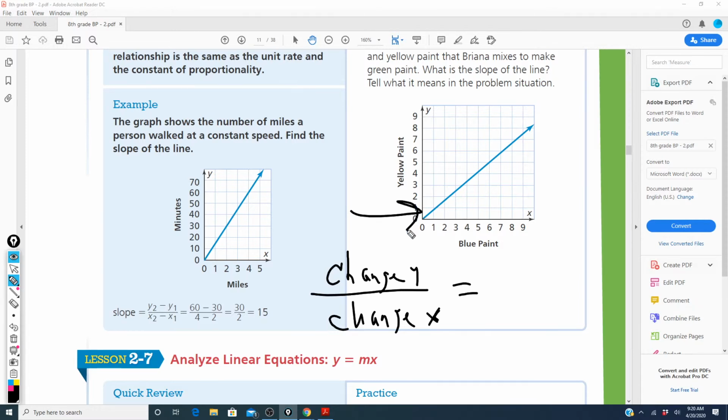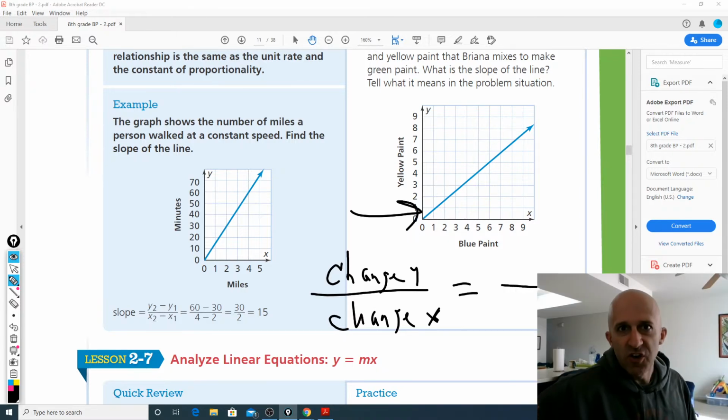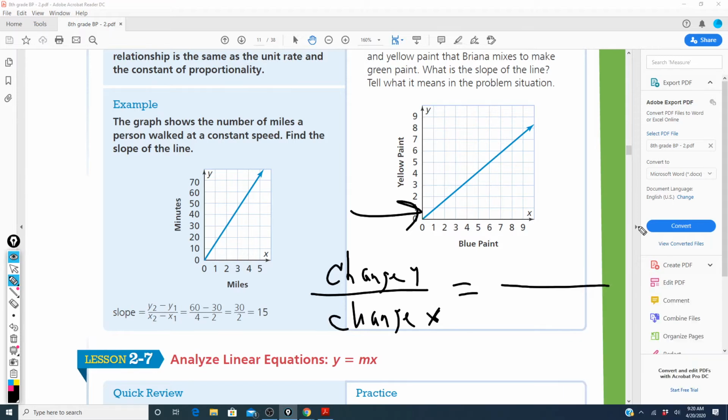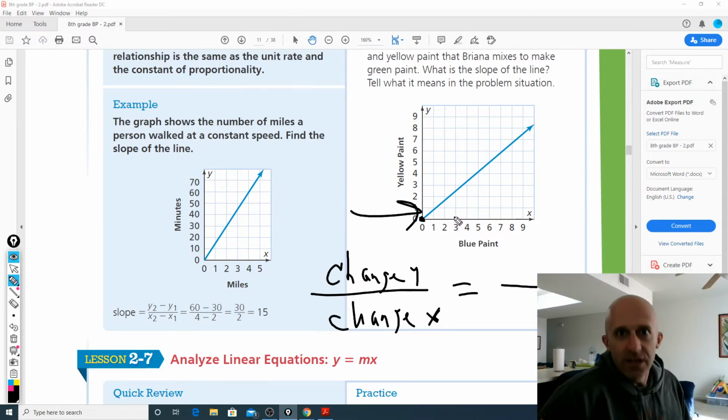So you want to pick 2 points on this line. Here's a little word of advice. Start at 0. Start at 0 right here. Start at 0 as one of them. Remember me talking about that. If you have a line that starts at 0, use that when you're trying to find slope. It makes it that much easier.